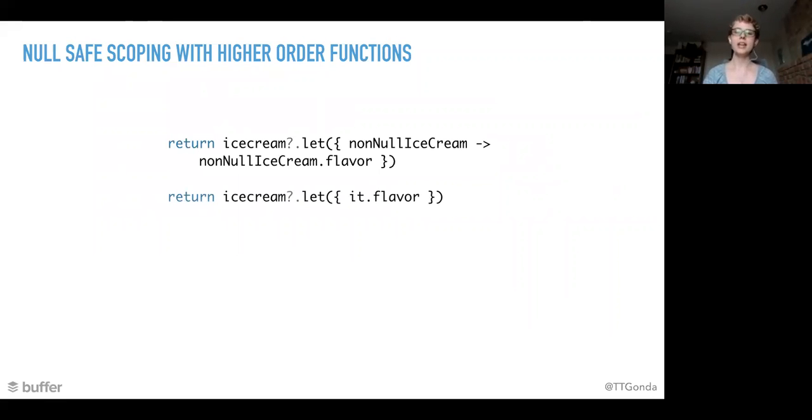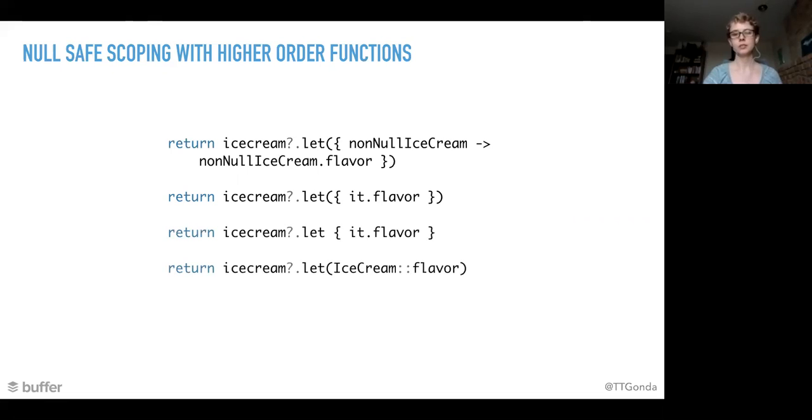We don't need to name that variable not null ice cream. If we don't give it that name, it will default to a variable named it. So then we can just call it dot flavor. If a lambda is the last parameter in a function call, you can put it outside the parentheses, and since here it's the only parameter, we can omit the parentheses. And then one other option is to use a function reference.